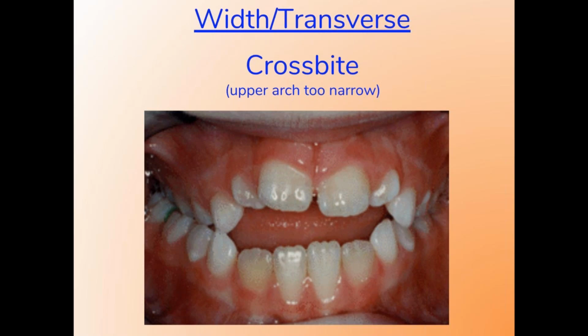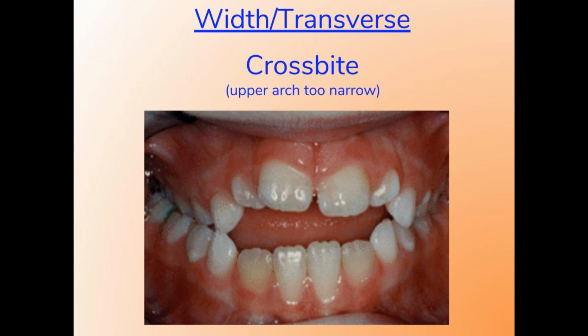So the next dimension we want to look at is the transverse dimension, or the width of the jaws. And this is something that we see quite commonly, and it's called a crossbite. That's when an upper tooth or upper teeth are sitting inside the lower teeth. And this happens because the upper jaw is narrow in comparison to the lower jaw.